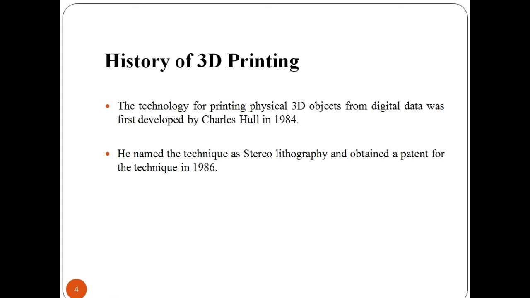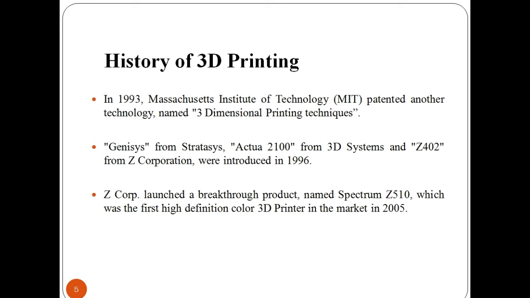While the stereolithography system had become the popular one by the end of the 1980s, other similar technologies such as fused deposition modeling and selective laser sintering were introduced. In 1993, the Massachusetts Institute of Technology, that is MIT, patented another technology and named it three-dimensional printing techniques. This technique is similar to that of inkjet technology used in 2D printers.